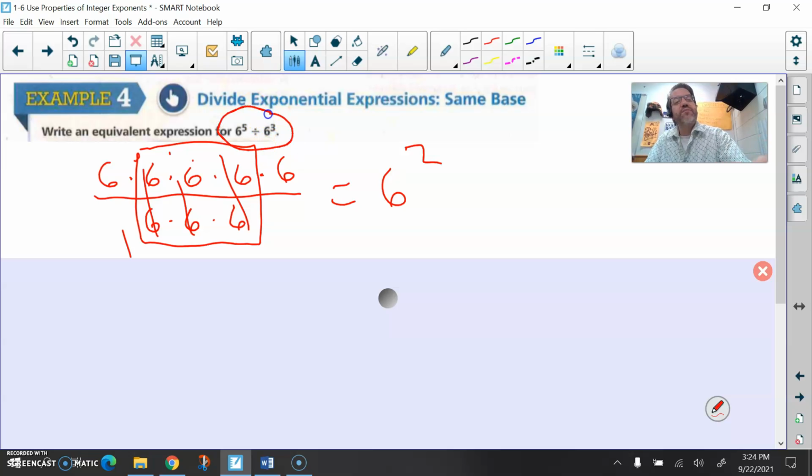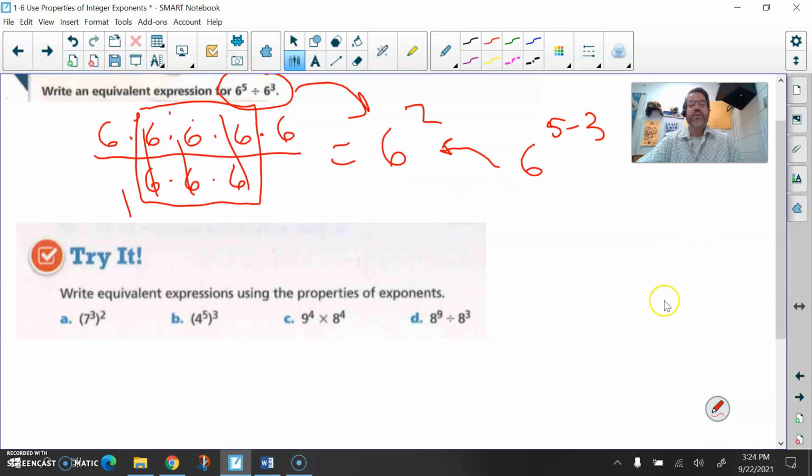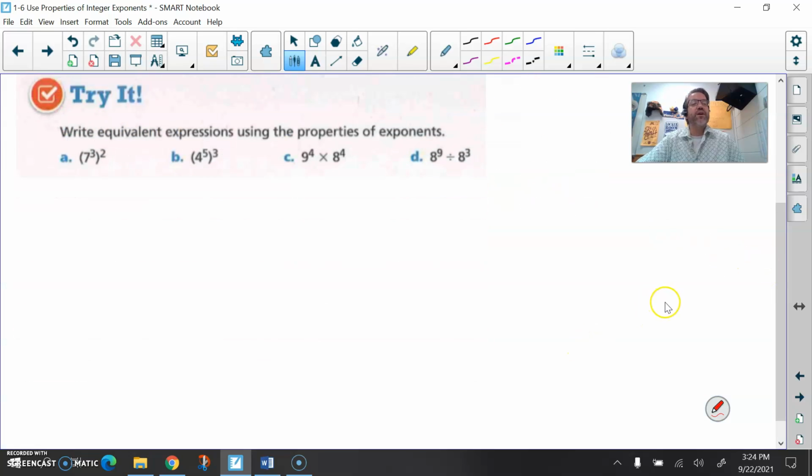What's my shortcut to get from here to here? Well, just subtract your exponents. 6 to the power of 5 minus 3, which will equal 6 squared. Okay? So when multiplying and your bases are the same, you add the exponents. When dividing, you subtract the exponents. So let's try a few examples here. I think this is going to help you a lot.